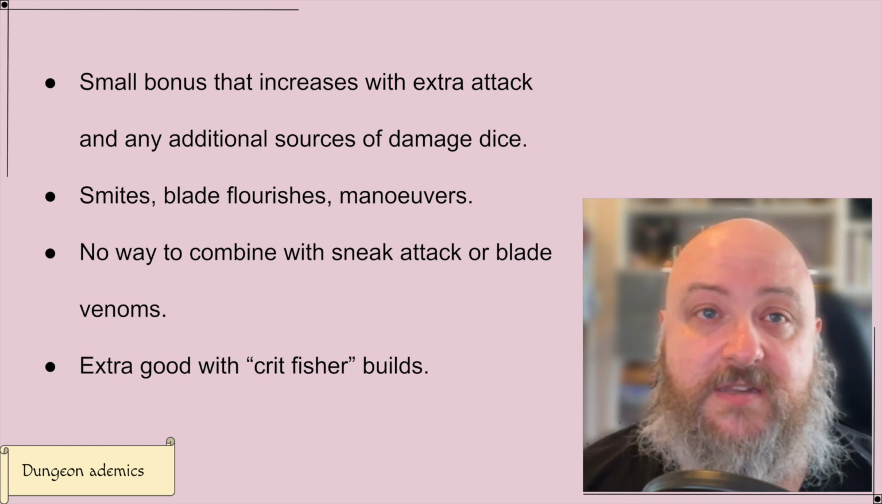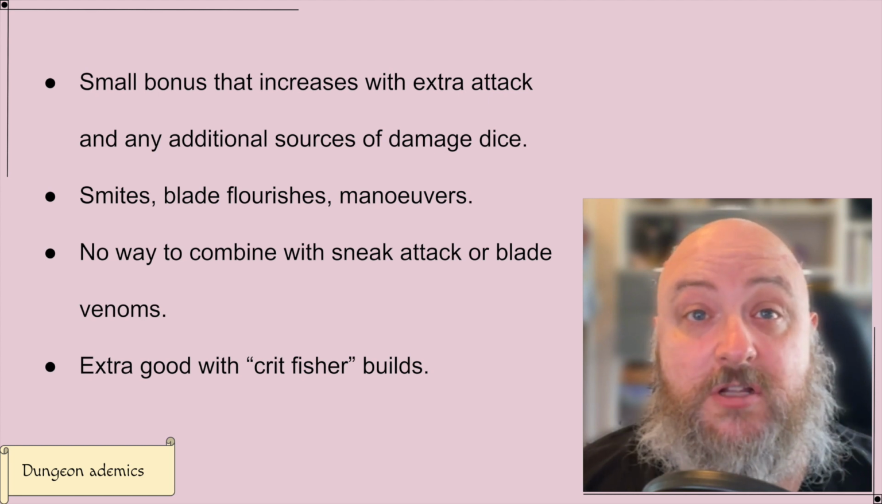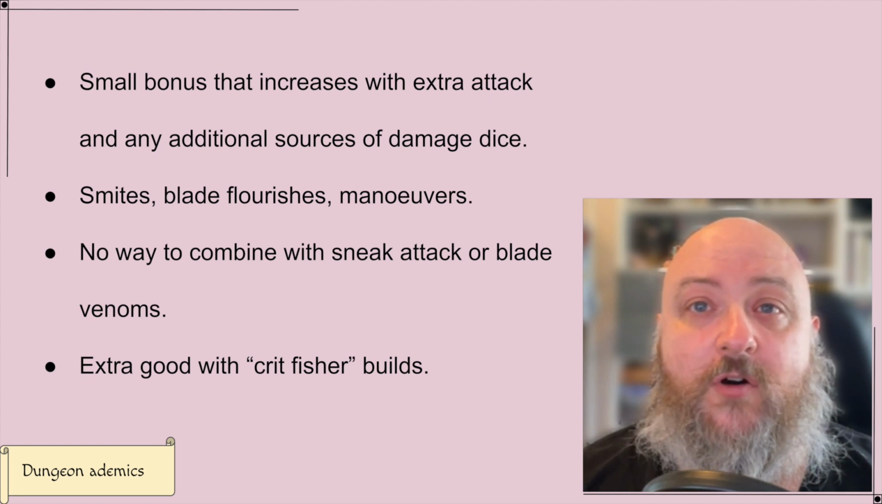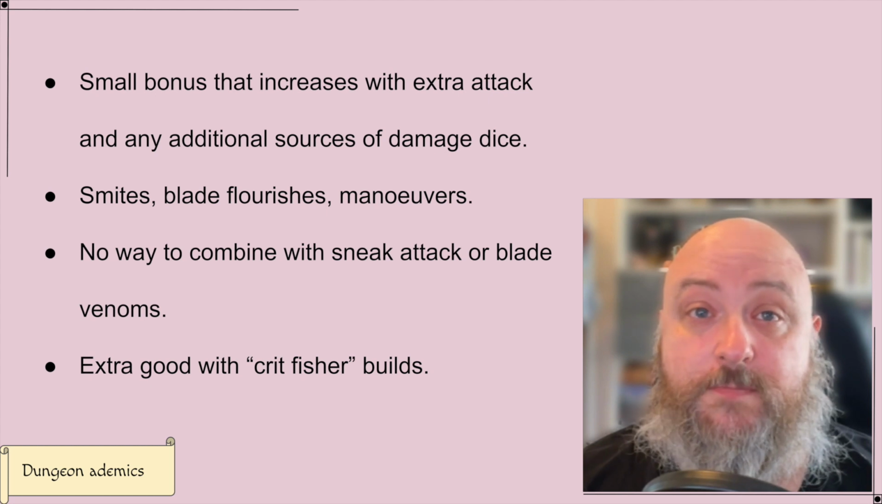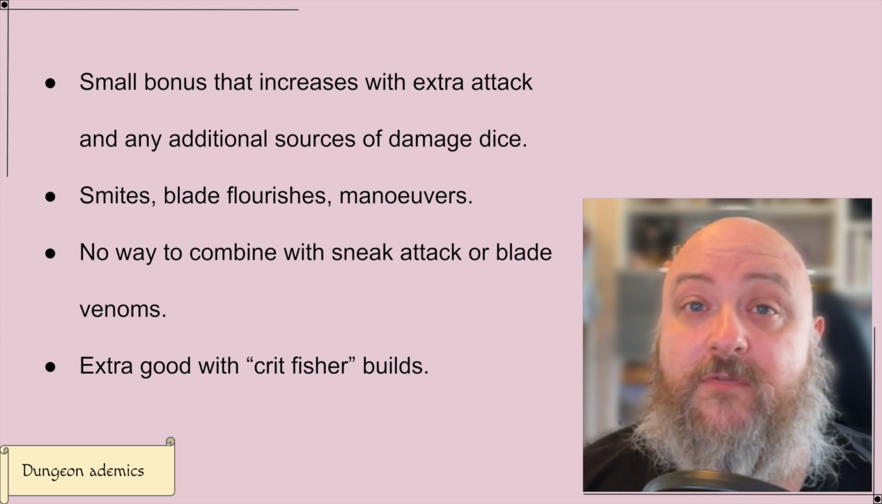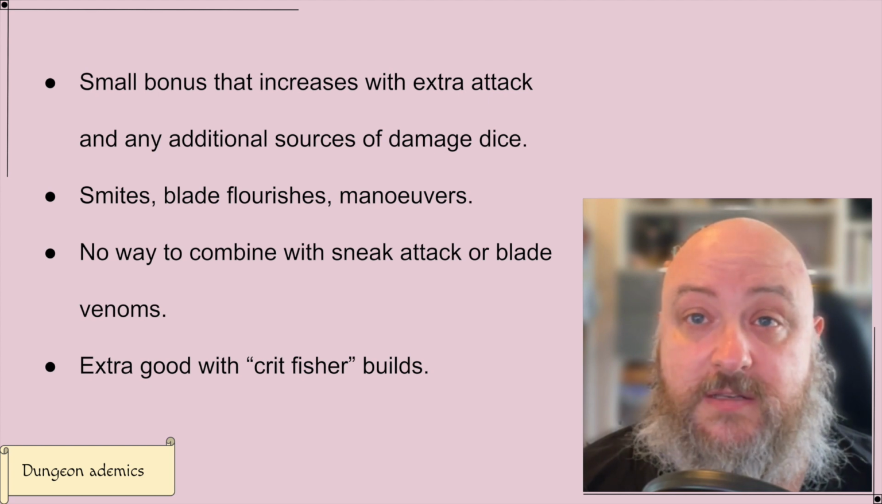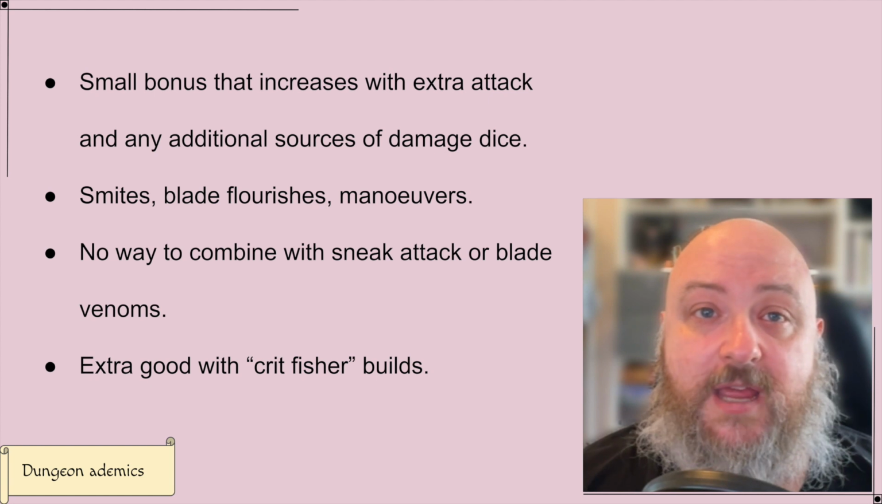As an extra bonus, as critical hits double the dice you are rolling for an attack, great weapon fighting would let you re-roll those dice as well. This makes great weapon fighting effective for crit fisher builds. Great weapon fighting is a very powerful feature if you build for it, finding ways to add as many dice as you can to your attack.